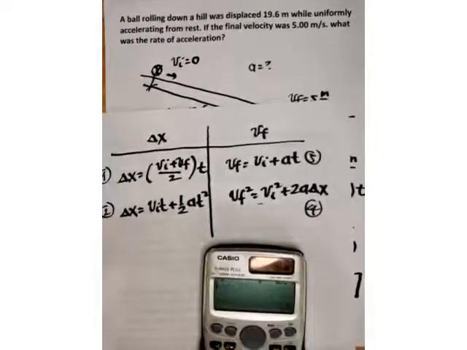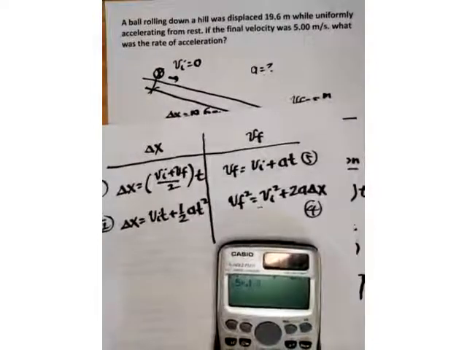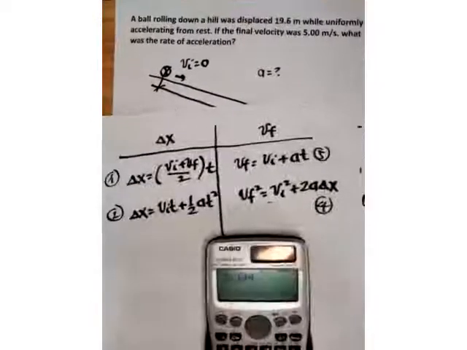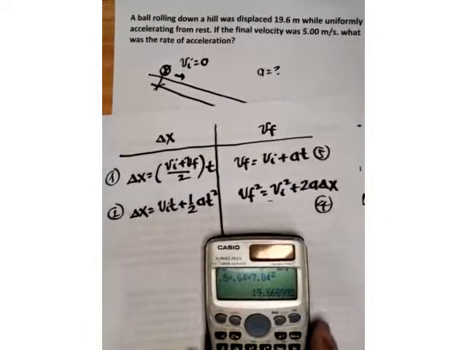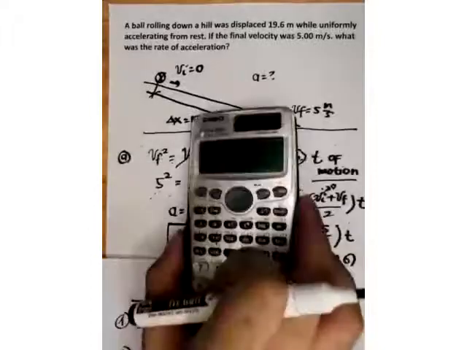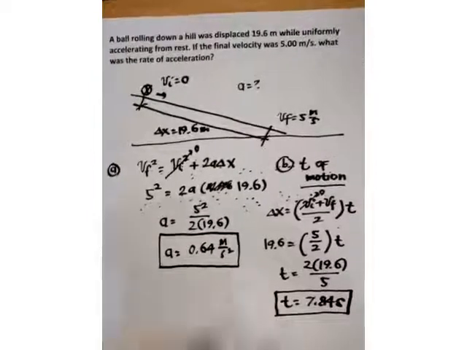So 7.84, that is 0.5 times 0.64 times 7.84 squared, which gives 19.6. Okay, so that's our final answer.